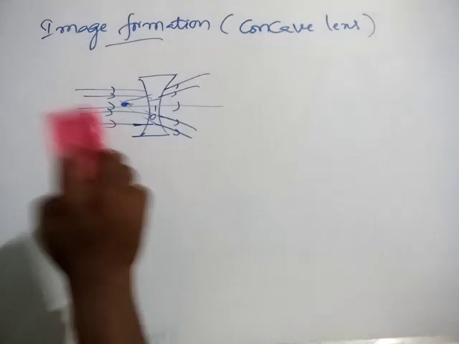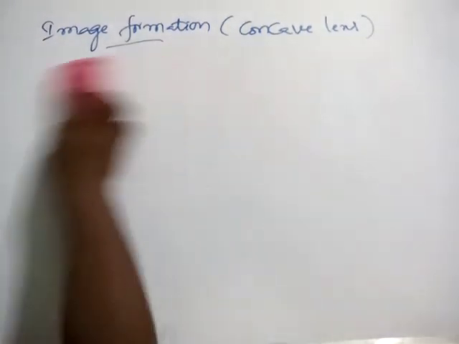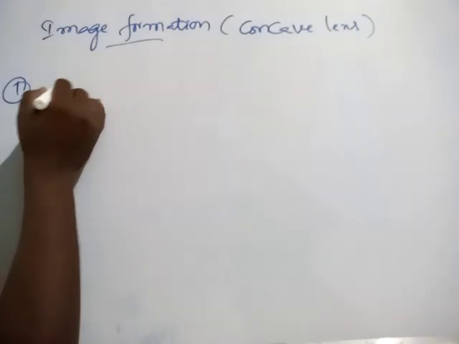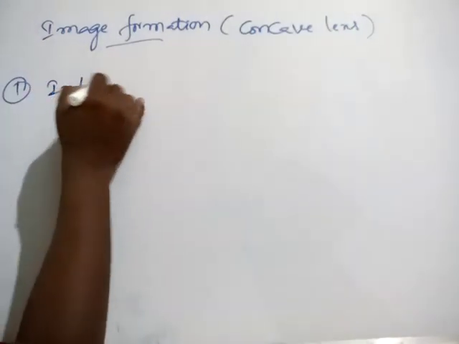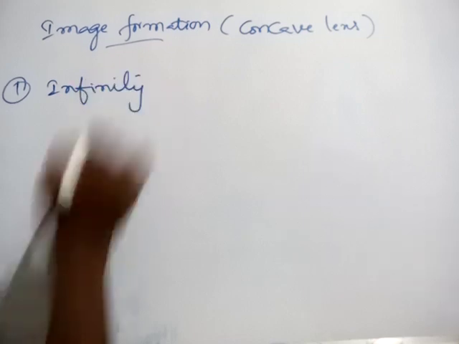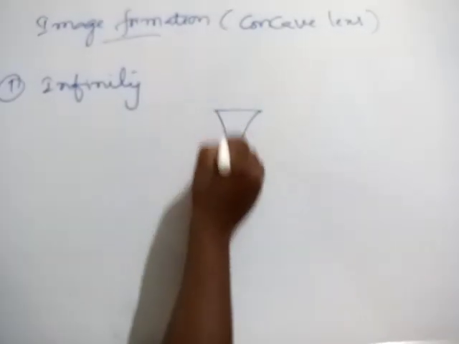So in this way we can say the concave lens is a diverging lens. This is the first case of image formation. First of all, the object is at infinity distance. So where will the image be formed?